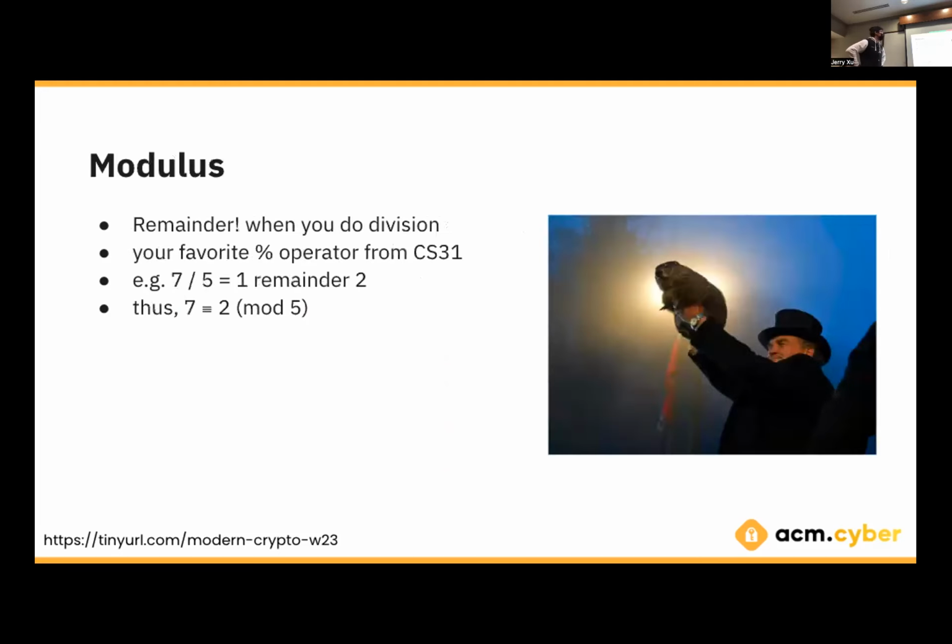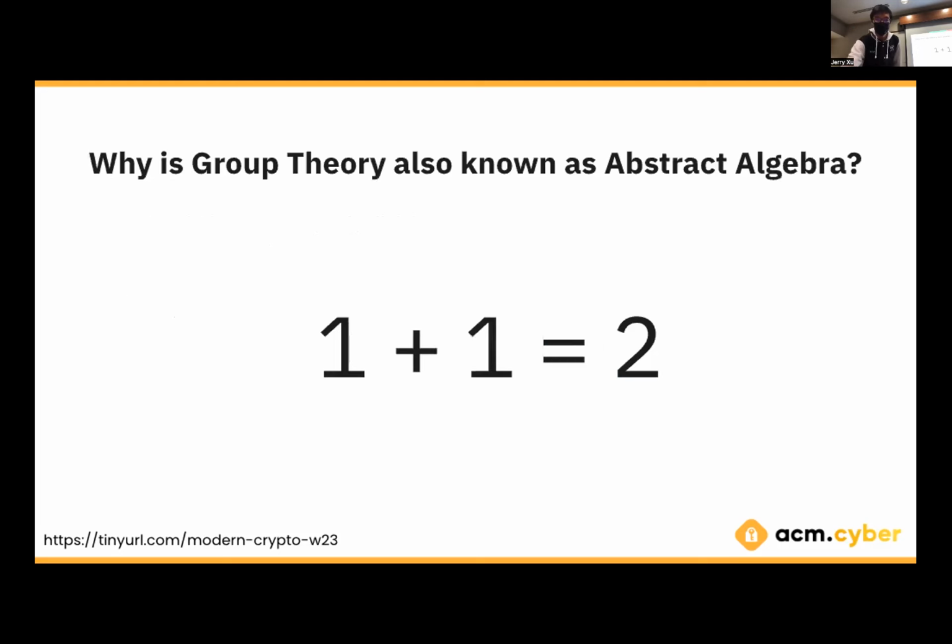Modulus is something that you might remember from either Math 61 or maybe CS31. This is the remainder when you do division. For example, when you divide 7 by 5, you get 1 remainder 2. So that means 7 is congruent to 2 mod 5. This is how you pronounce this. Hopefully most of this is a little bit of review. This is your favorite percent operator. Also, that's a picture of Groundhog Day because the clock modulus is circular.